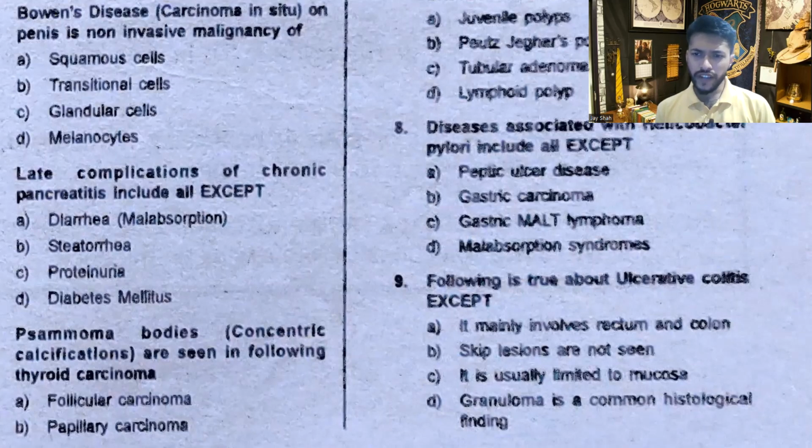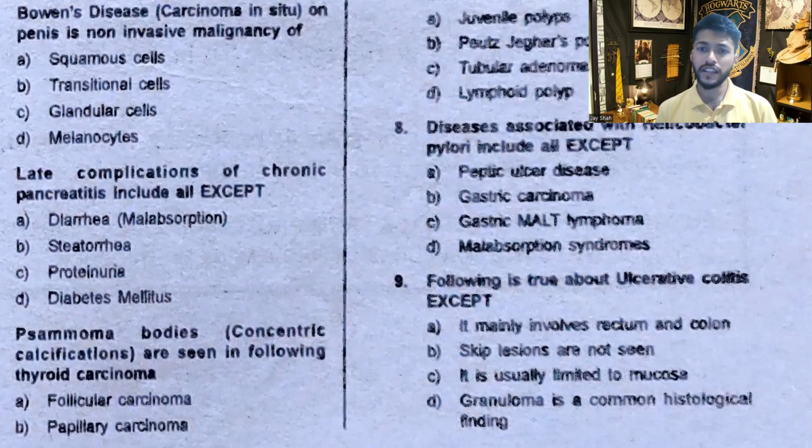So it mainly involves rectum and colon. That's true, because Crohn's involves anything from the mouth to the anus. Skip lesions are not seen. That's true as well. Skip lesions are seen in Crohn's, and because of skip lesions, you will have a cobblestone appearance. It is usually limited to mucosa. That's true as well. Granuloma is a histological finding. No, granuloma is found in Crohn's. Crohn's is chronic granulomatous inflammation. So granuloma will be found in Crohn's.